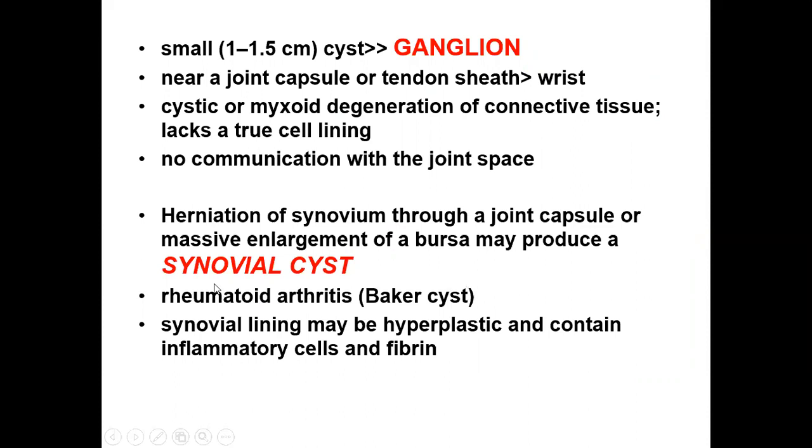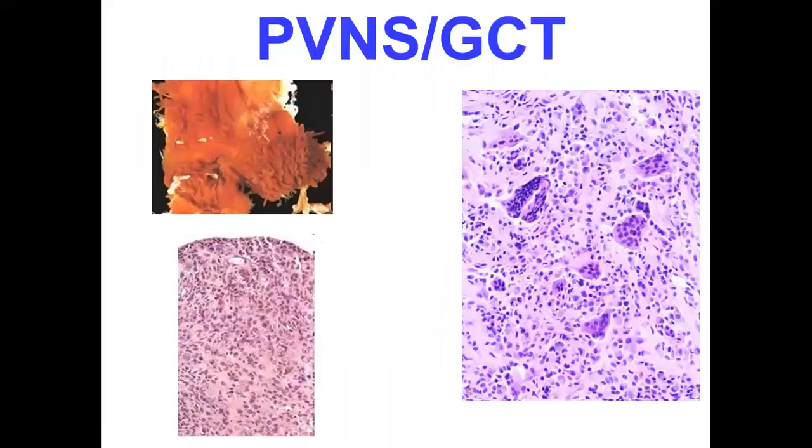There is herniation of synovium through the joint capsule or massive enlargement of a bursa that produces a synovial cyst. And the synovial lining may be hyperplastic and contain inflammatory cells and fibrin. So that is ganglion.